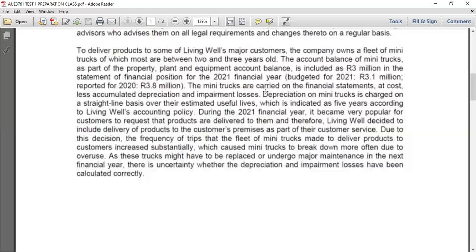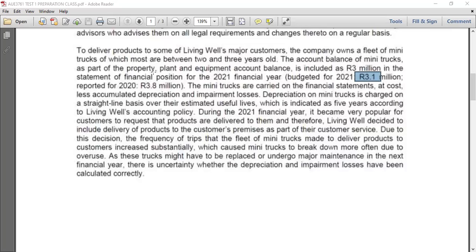We have to relate that to the assertion. Roshan is saying this is 3 million. The reported budgeted was 3.1. We can see that the difference is small; normally we know that the budget might not come out as the correct one, so there's a possibility there.